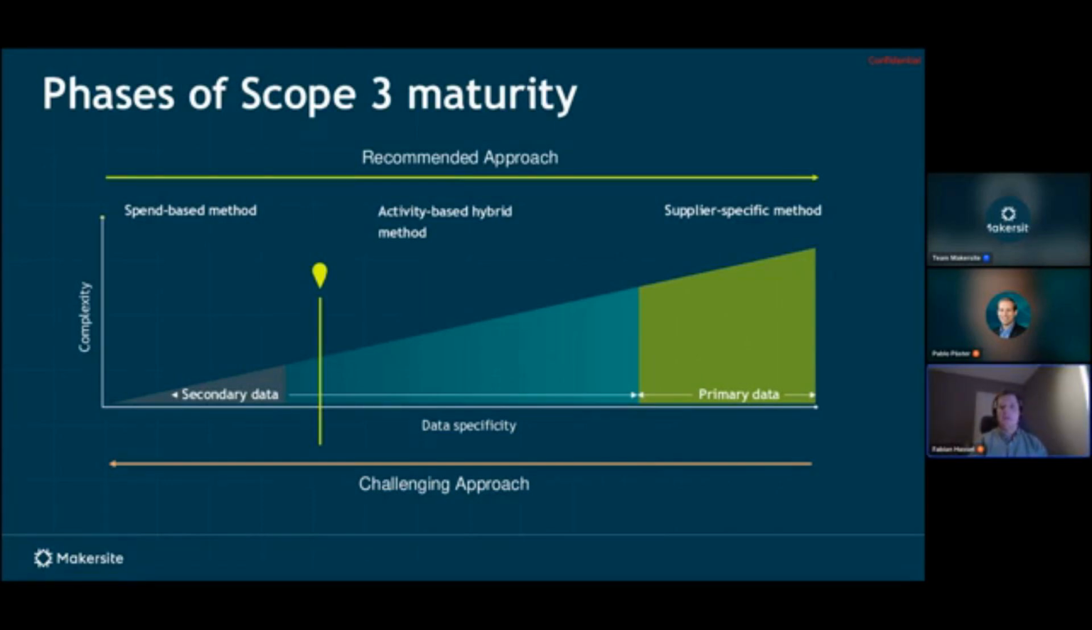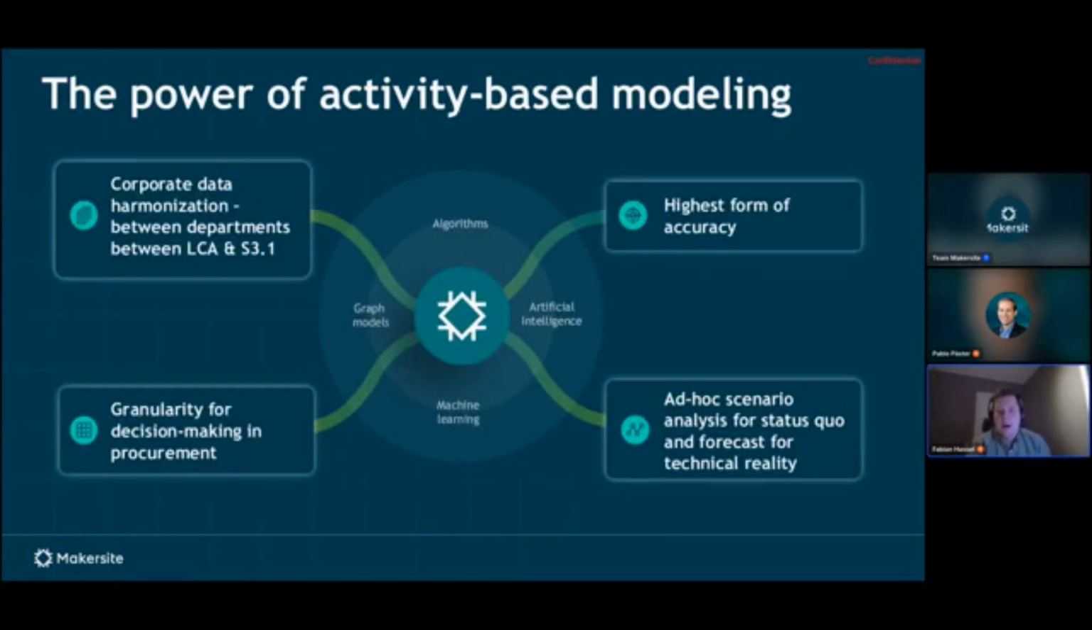What that leads to, at the end of the day, is the power of activity-based modeling. Data which is not spend-based anymore but activity-based is, from a first approach, very easy to understand. While on a spend-based approach, I assess every scenario very simply: spend less money and you will have a better impact. That is entire nonsense, and I think that conclusion makes no sense.